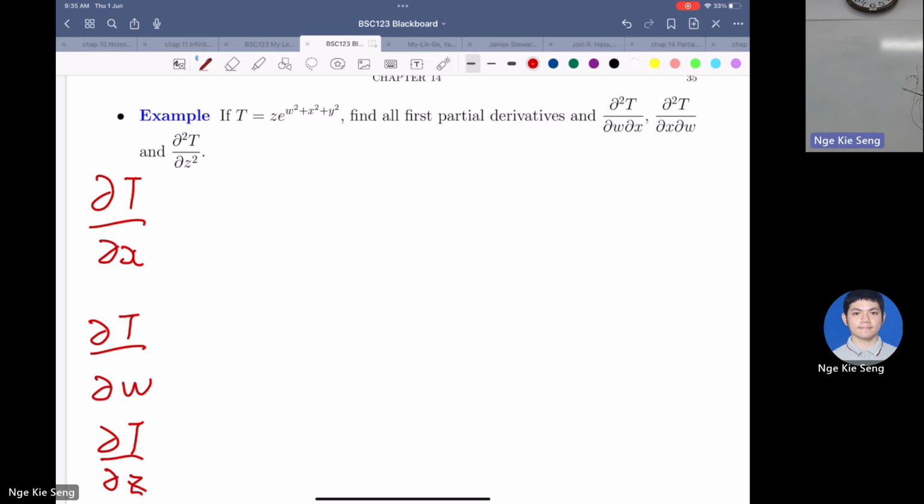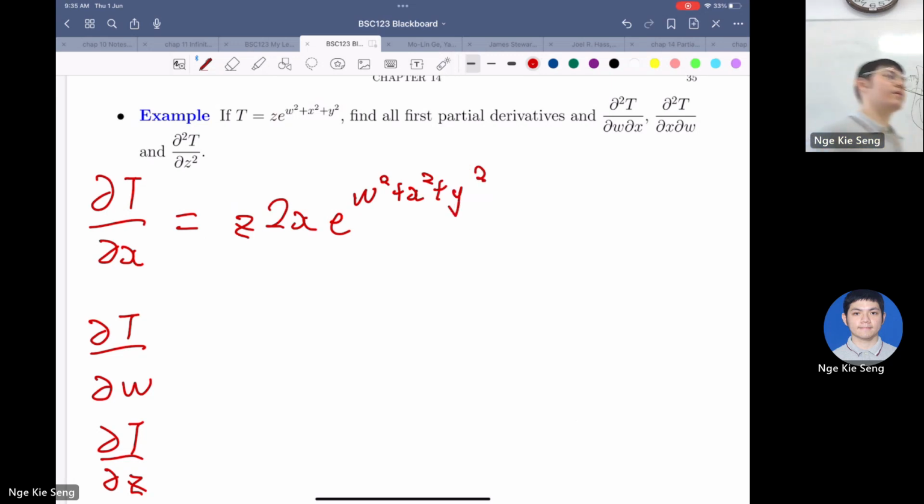So when you compute the derivative, you still need to start with differentiation. Okay, del t del x, you get z times 2x of e to the w squared plus x squared plus y squared.